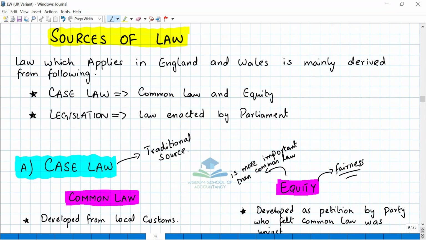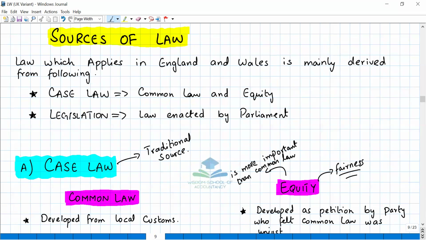Where did the UK law come from? The law that is applicable in England and Wales is derived from two sources: case law and legislation. European Union law was also there before Brexit, but now after Brexit, European Union law is no longer considered. So, case law and legislation.